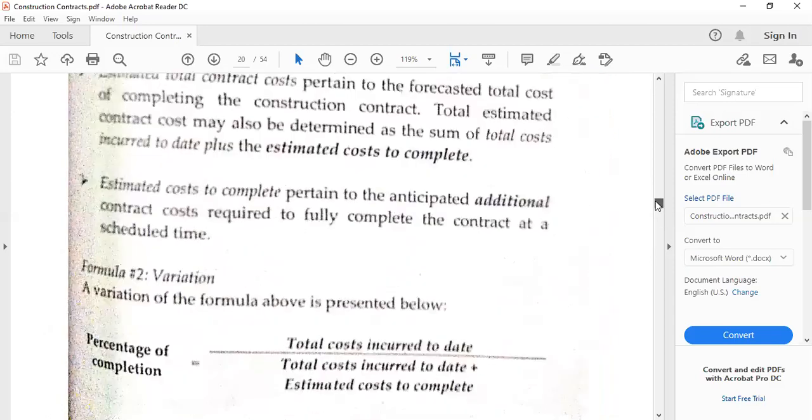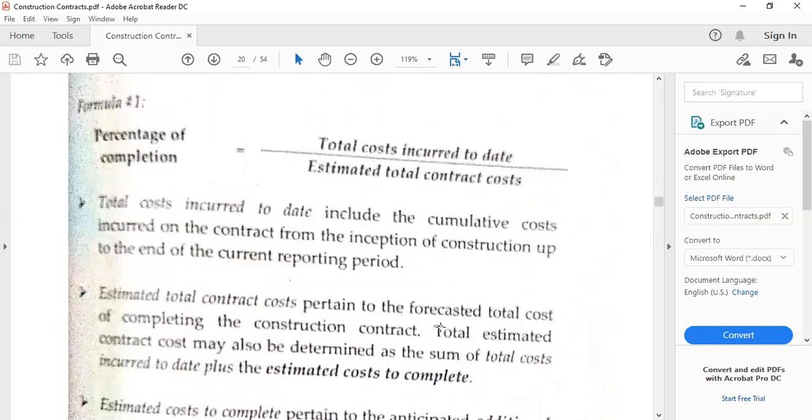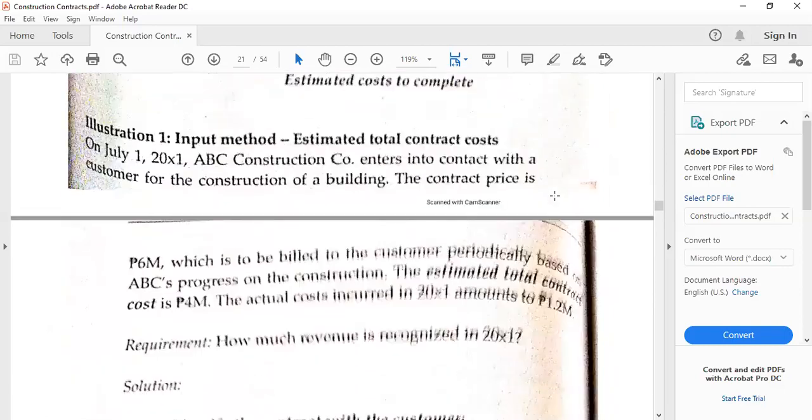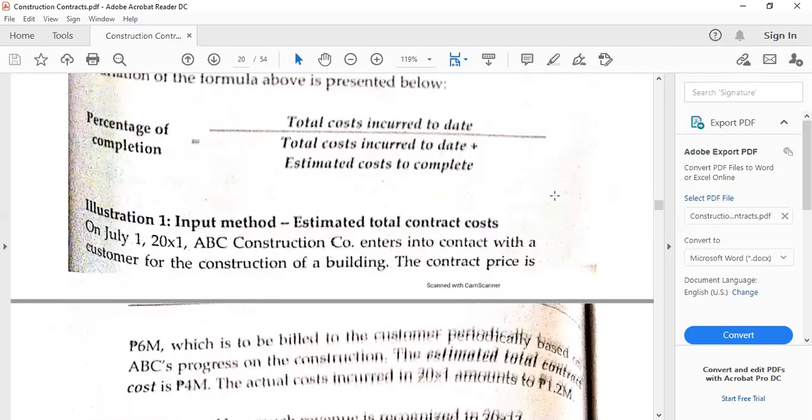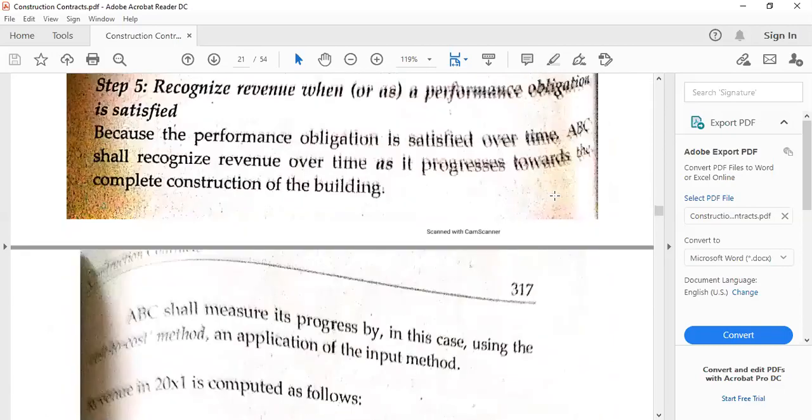Let's go back to the formula. So estimated total contract cost. Some books would be using total estimated cost to complete, which is similar to this one. If we remove the total, that would change the meaning. It is estimated cost to complete.